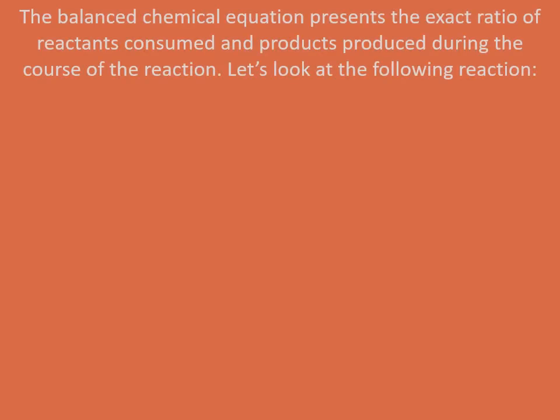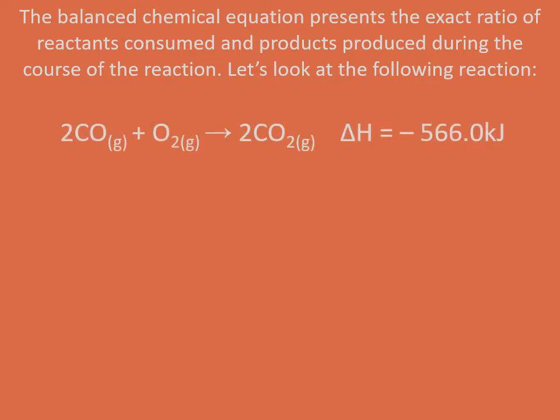The balanced chemical equation presents the exact ratio of reactants consumed and products produced during the course of the reaction. Let's look at the following. This reaction tells us that when exactly 2 moles of carbon monoxide react with exactly 1 mole of oxygen, it produces exactly 2 moles of carbon dioxide. Also included in the equation is the delta H term, telling us that 566.0 kilojoules of energy have been released.